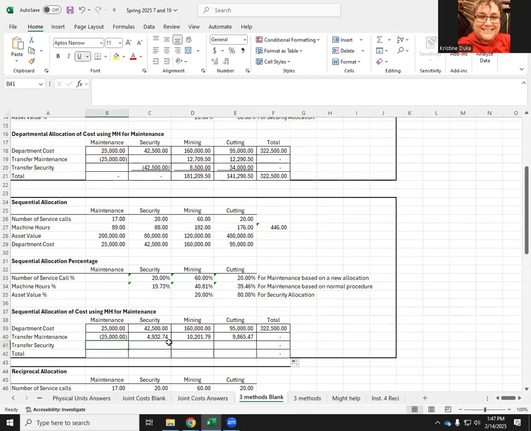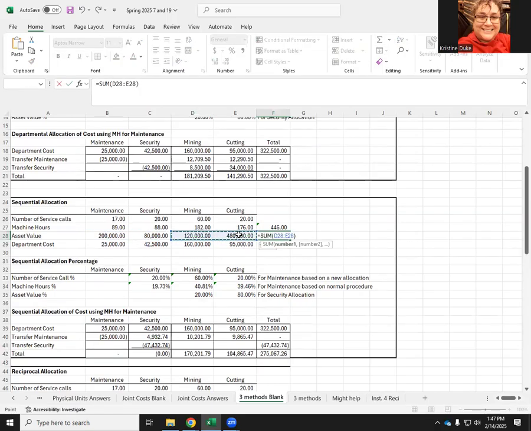Now I'm going to ignore these two. Okay, I'm done with maintenance. Now I'm going to get rid of all of the security, and so it's going to be a negative 47,432.74. Now that'll be 0. So now what about security? Security is going to be my asset value. Make sure I add those up. I believe it's 600,000.